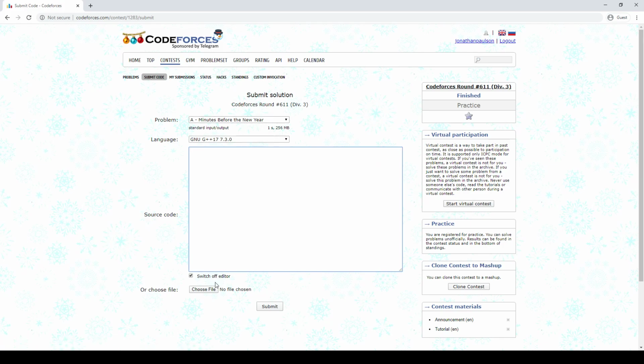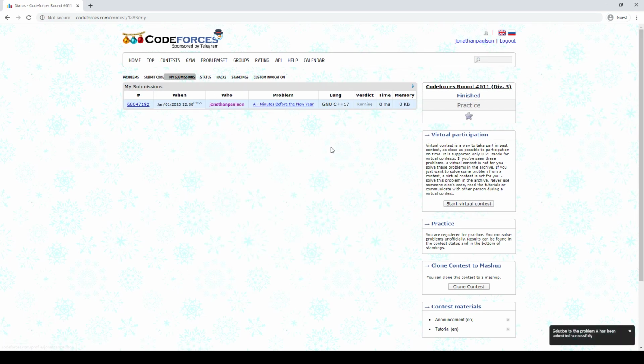Okay, so let's submit this code. So problem A, language C++, source code, I'm going to choose a file. There's my file. Submit, and now we can watch it being judged. Right, it's running right now. In a contest, I might go and start another problem, but I think I'll just watch it.